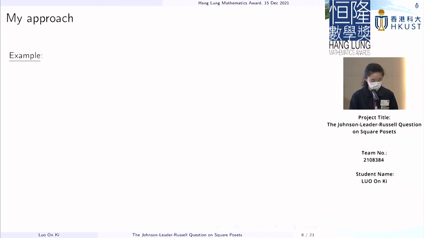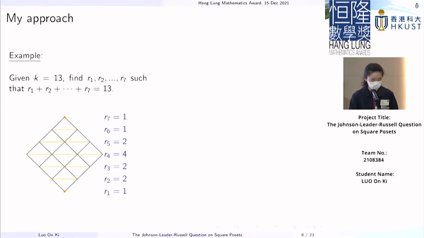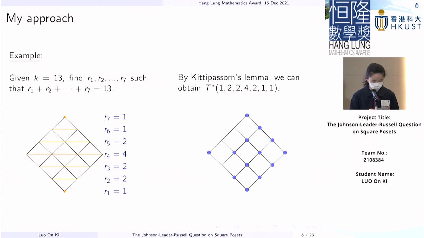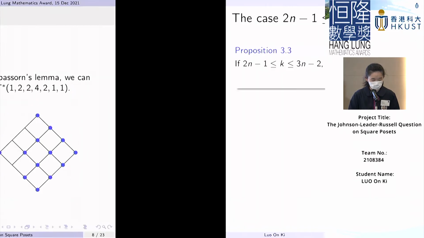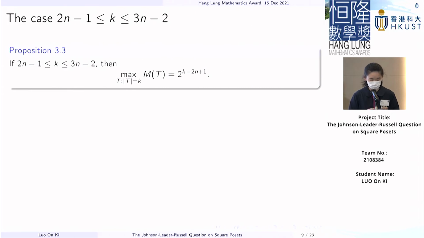Clearly, Kittipassorn's lemma can be used to tackle the Johnson-Little-Russell question. If we can distribute the k points on the 2n-1 levels suitably, the corresponding Kittipassorn's configuration gives the required maximum number of paths. So, for example, when k is equal to 13, the figure shows an example of the distribution of Ri, and we only have to calculate the number of paths in Kittipassorn's configuration on the right. So from now on, we will only consider Kittipassorn's configuration. My work on the Johnson-Little-Russell question then begins.